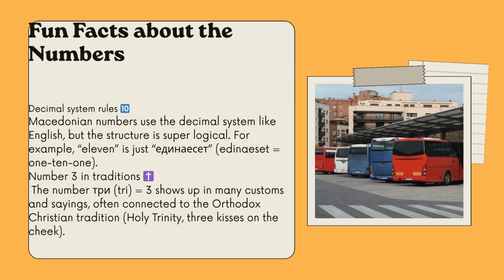Fun facts about the numbers in Macedonian. Decimal system rules. Macedonian numbers use the decimal system like English, but the structure is super logical. For example, 11 is just 1, 10, 1. The number 3 in traditions. The number 3 shows up in many customs and sayings, often connected to the Orthodox Christian tradition of the Holy Trinity, like 3 kisses on the cheek.